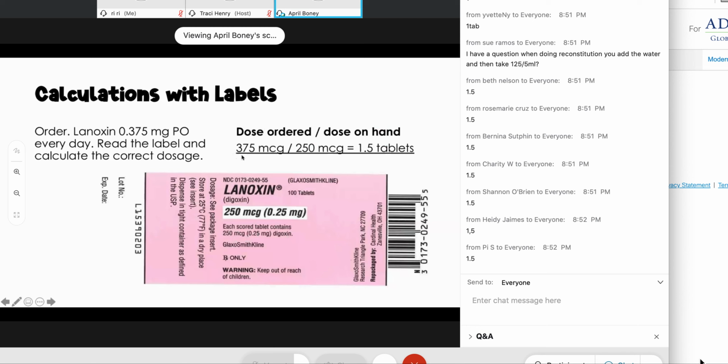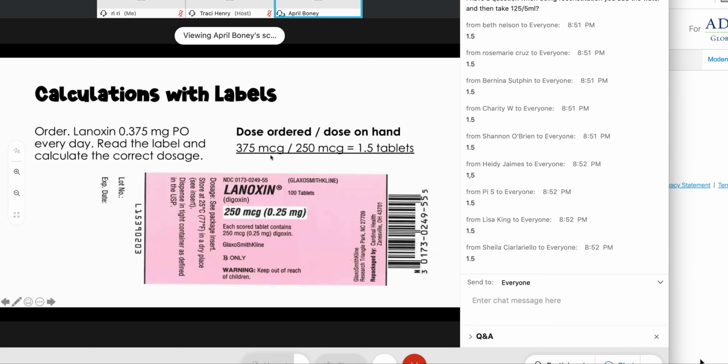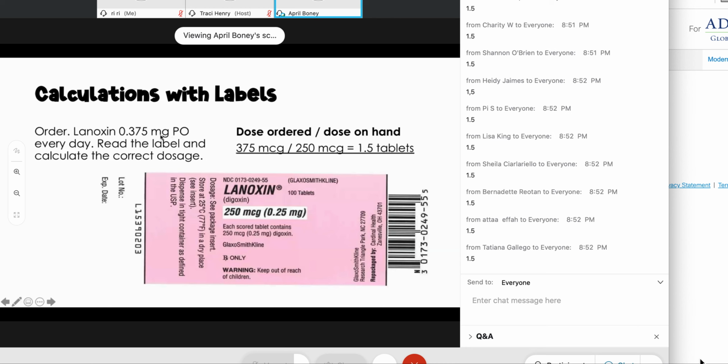Now I have 375 micrograms ordered. That was the conversion from milligrams in my order to micrograms, divided by 250 micrograms equals 1.5 tablets. Now, how do I know I can give a half of a tablet? Well, guess what it told me? Scored tablets. If your tablet is scored, you can very easily cut it in half. So I'm going to give 1.5 tablets.